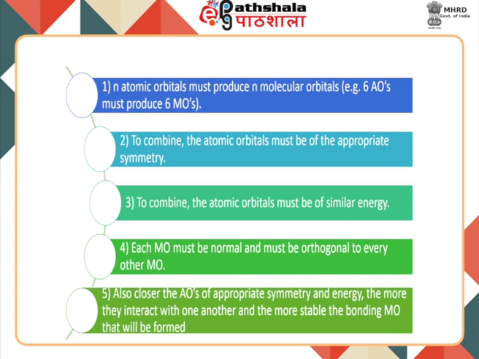Each molecular orbital must be normal and must be orthogonal to every other combining molecular orbital. Also, the closer the atomic orbitals of appropriate symmetry and energy, the more they will be interacting with each other, and hence a more stabilized bonding molecular orbital will be formed.